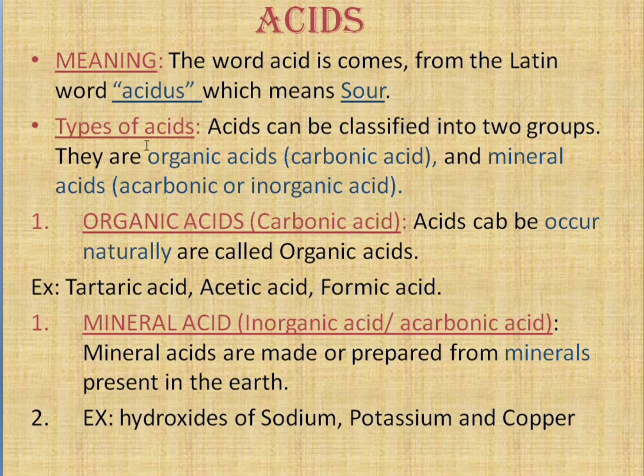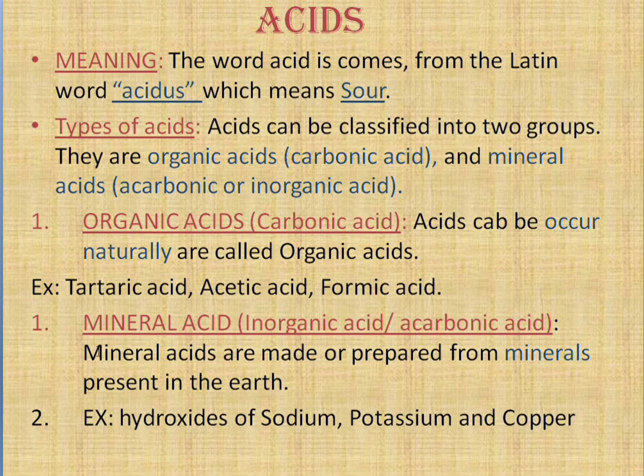There are two types of acids. Acids can be classified into two groups. They are organic acids, nothing but carbonic acids, and mineral acids, or inorganic acids. Coming to the first type, that is organic acid or carbonic acid. These acids occurring in nature are called organic acids. Examples of organic acids are tartaric acid, acetic acid, formic acid.